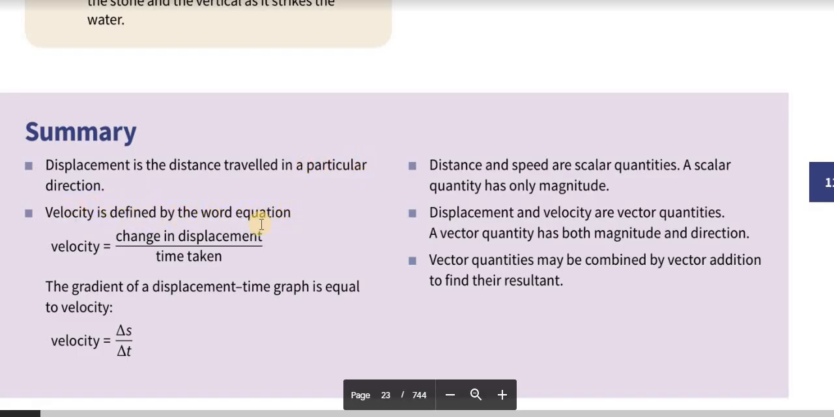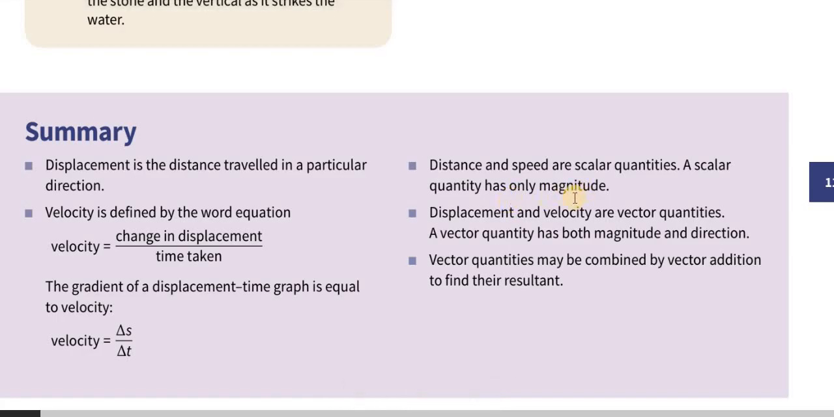Velocity is defined by the word equation. Velocity is change in displacement over time. The gradient of a displacement time graph is equal to velocity. Distance and speed are scalar quantities. A scalar quantity has only a magnitude. Now I told you, you have to know the meaning of scalar quantity and also the meaning of vector quantity, and you have to know examples of vector quantities and scalar quantities.